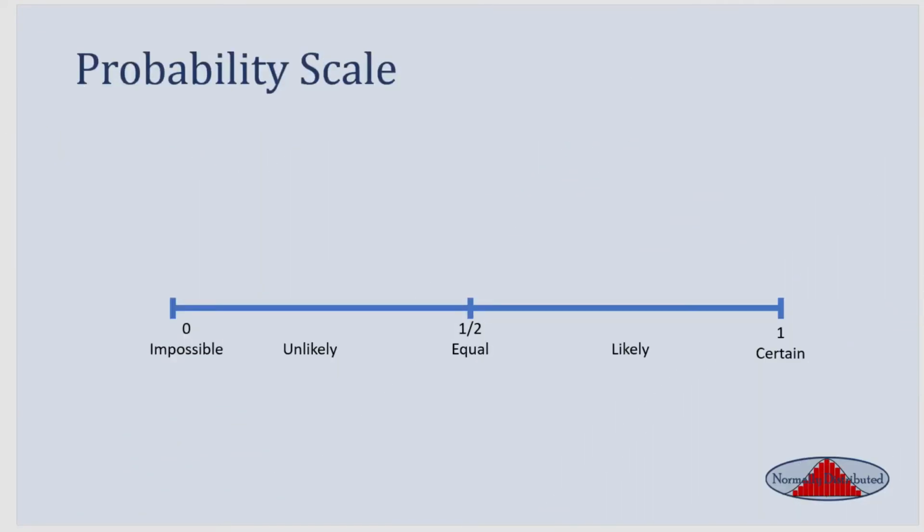All right, great. So we have the definition of probability, which is that it's a number between 0 and 1 that tells us the likelihood of an event occurring. But what does that actually mean? What does 0 and what does 1 mean, and what is everything in between? Let's go ahead and look at our probability scale here.